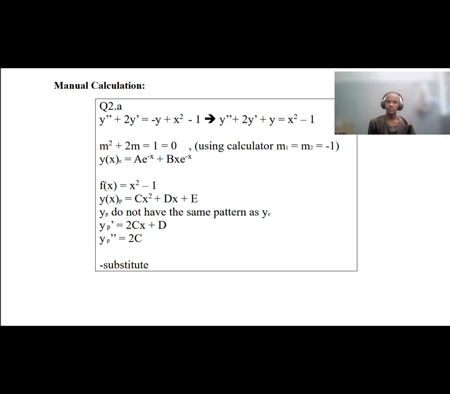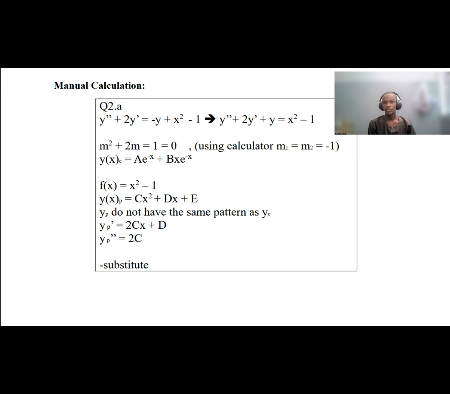Question 2a. We have a second order non-homogeneous equation, y double prime plus 2y prime plus y equals x squared minus 1. First, we need to solve the homogeneous equation y double prime plus 2y prime plus y equals 0. The equation is m squared plus 2m plus 1 equals 0, which factors as (m plus 1) squared equals 0. This gives us a repeated root m equals negative 1.